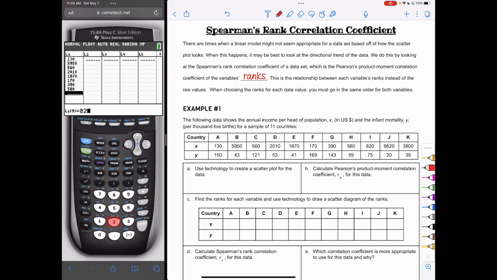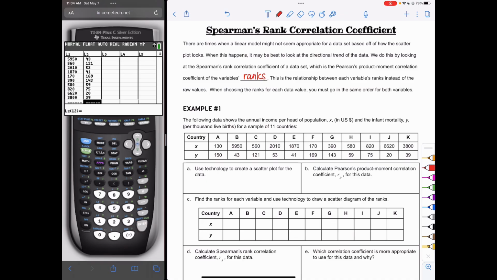Making sure that you are very careful with what you're typing in. All right, so I have my values for L1 typed in. Now I'm going to put in my values for L2. All right, so now that I have my values in, I'm going to create a scatter plot.